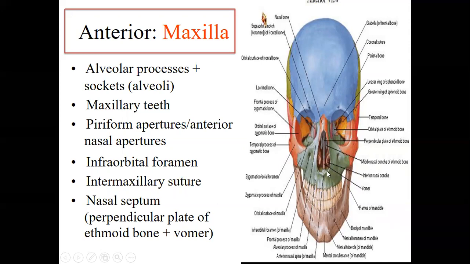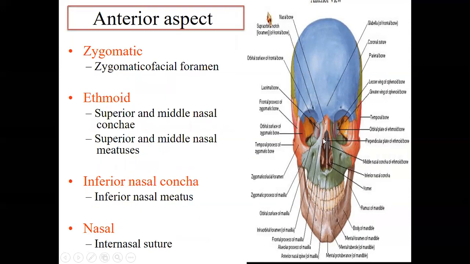Okay. So this is the nasal septum. So the nasal septum is formed by the perpendicular plate of the ethmoid bone. Okay, you can see here that we have the perpendicular plate of the ethmoid bone and also the vomer. Okay, so these are the bones that form the nasal septum. Okay, that is regarding the maxillary bone.